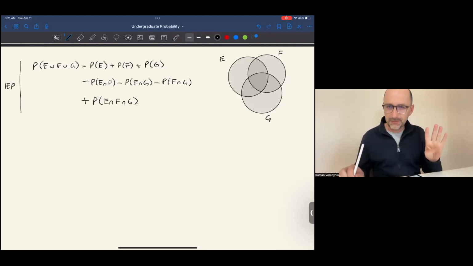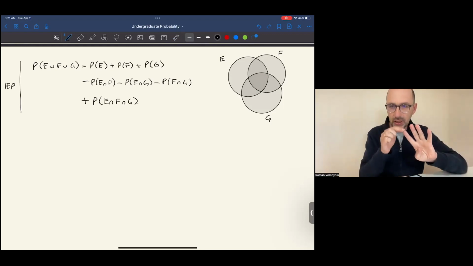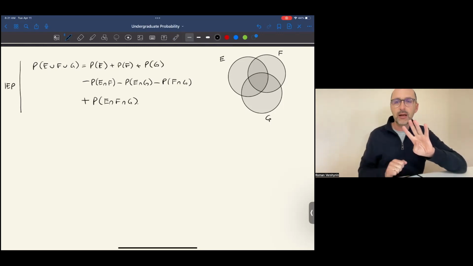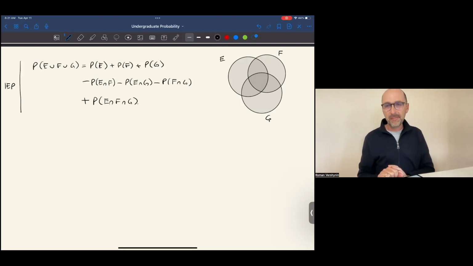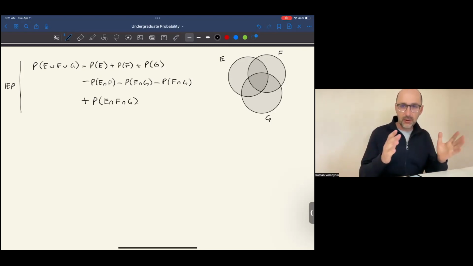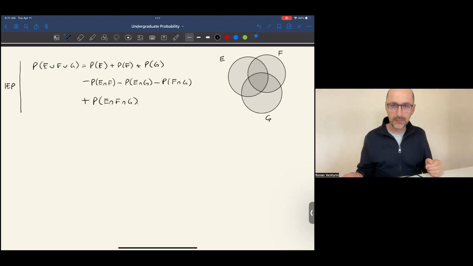If we have 4 events, for example, we add the probabilities E, F, G, H. Then we subtract the probabilities of all pairwise intersections. Then we add the probabilities of all 3-way intersections. And then we subtract the probability of the 4-way intersection. And that generalizes to 5 events. It becomes just the ever rebalancing game of adding intersections and then subtracting intersections and so on and so forth. Every time we're correcting the previous step.